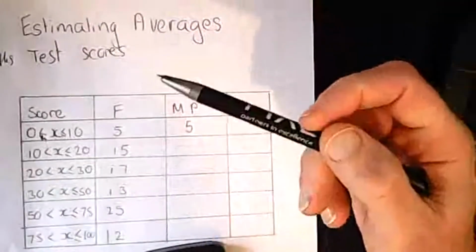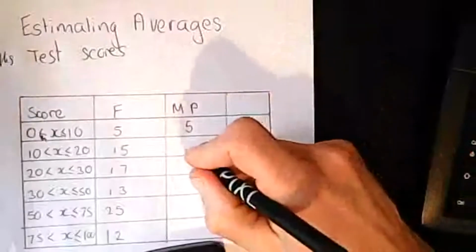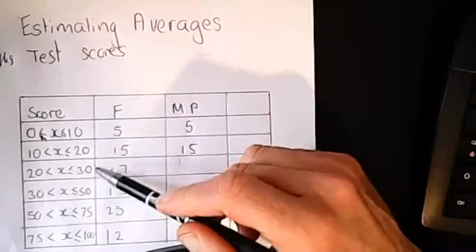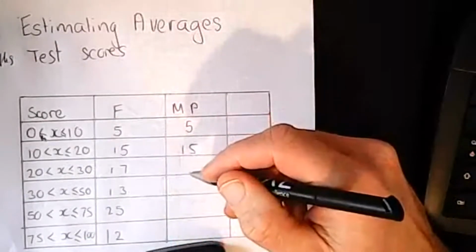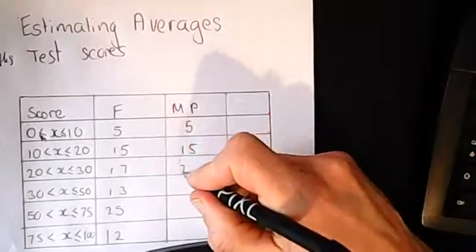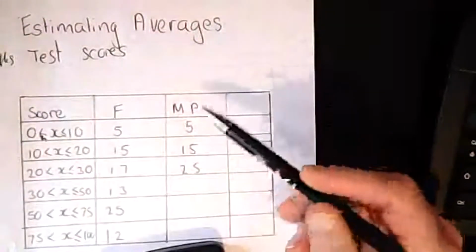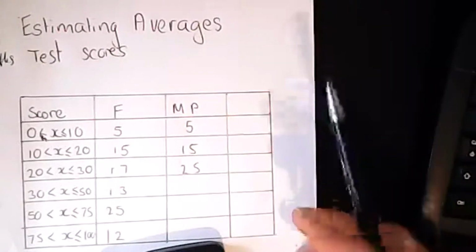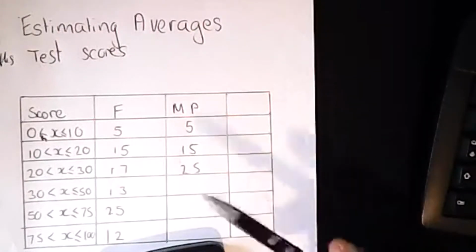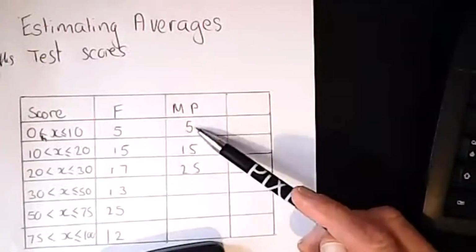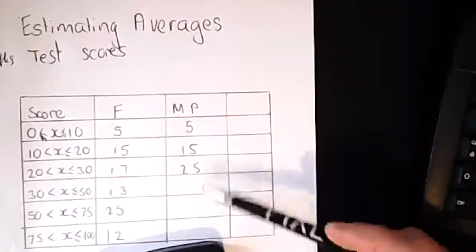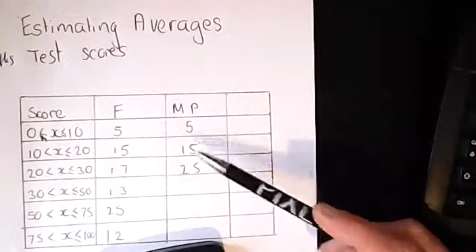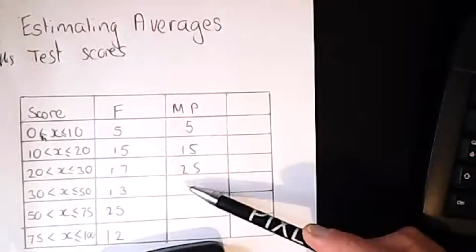10 add 20 is 30, so if we halve that, it's 15. 20 add 30 is 50, so if we halve that, it's going to be 25. So you can see a pattern developing: 5, 15, 25. Now, this is something I warned you about yesterday. You can't rely on this pattern. You've got to still keep doing this process. If I relied on this pattern, I'd be writing 35 there.